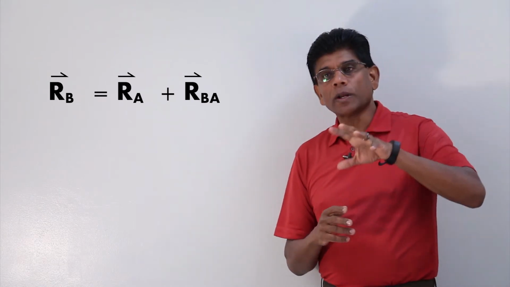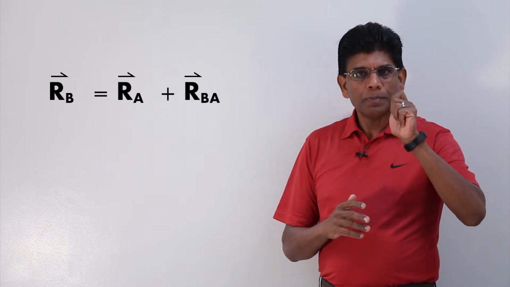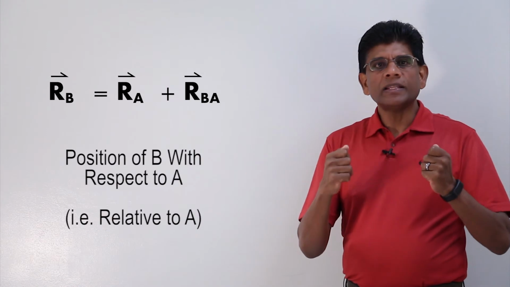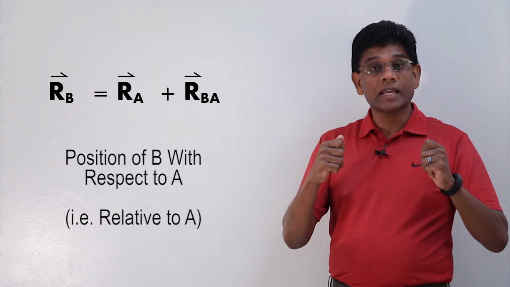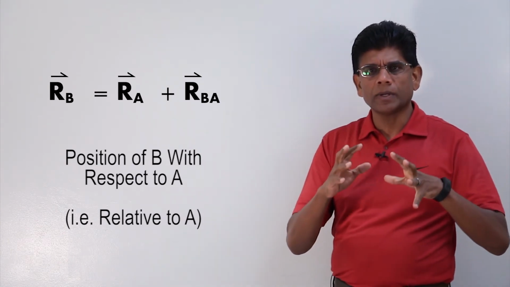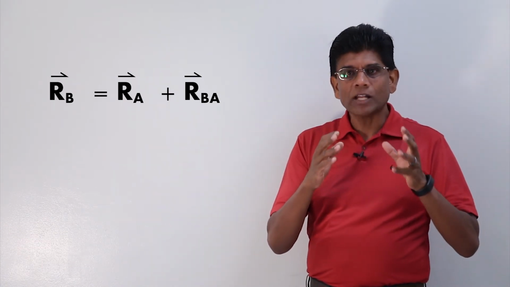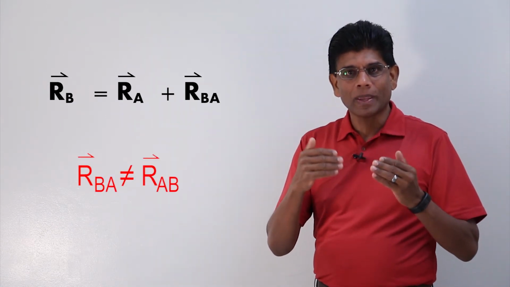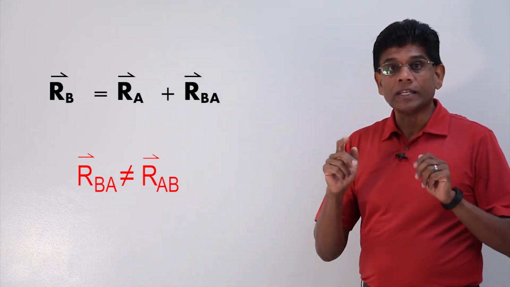All right. I also want to draw your attention to the second term, r sub ba, and I want to make sure you can read this correctly. We read this as position of B with respect to A, or you can also read this as position of B relative to A. It's important for you to understand this terminology and use it properly. Also notice from vector algebra, r sub ba is not the same as r sub ab. So please be careful and do not interchange those subscripts incorrectly.